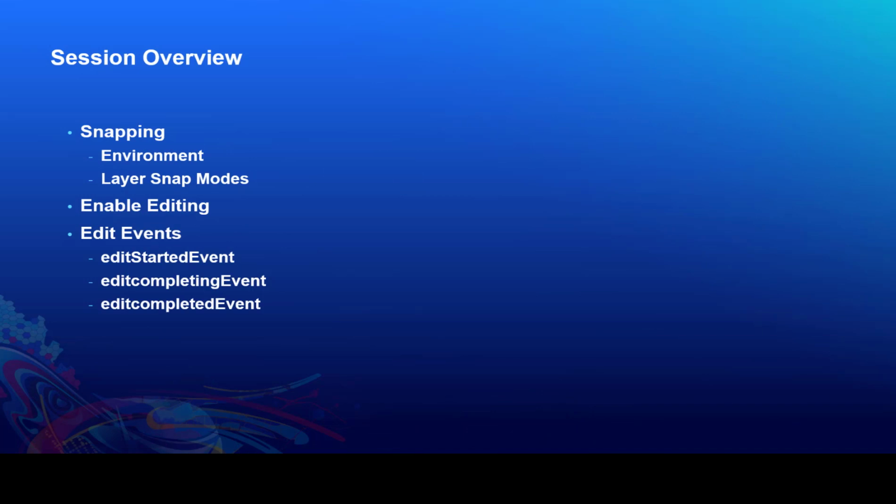Let's take a look at what we're going to cover today. We'll take a look at a mixture of what's new both in 2.6 and 2.7. Firstly, we'll take a look at snapping. We haven't really shown it much in previous sessions. We'll take a look at the overview of the editing environment and then this new functionality called layer snap modes. We'll then move on to enable editing, which gives us the ability to enable editing within the Pro application. And then we'll take a look at what's new in editing events, both what's new and also what has changed in 2.6 and 2.7.